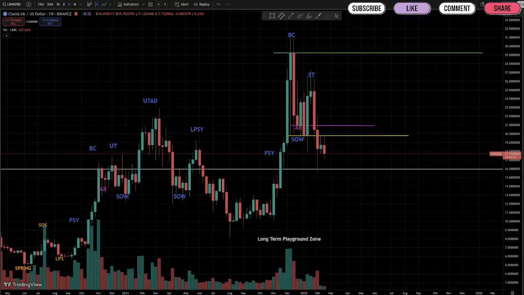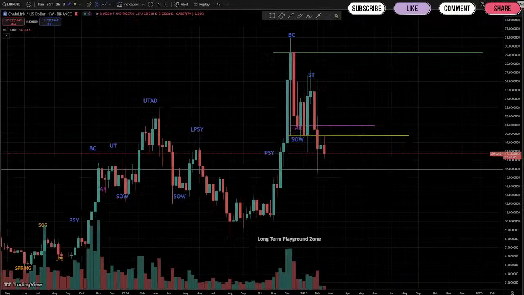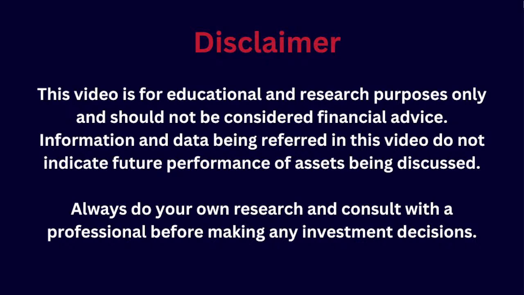So before I get into the details for new joiners, these are the key areas I'll focus on, and they're based on two key concepts. Also, these sessions are for education and research purpose only and not financial advice. Please take note.